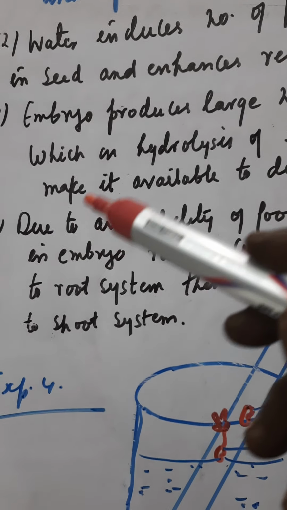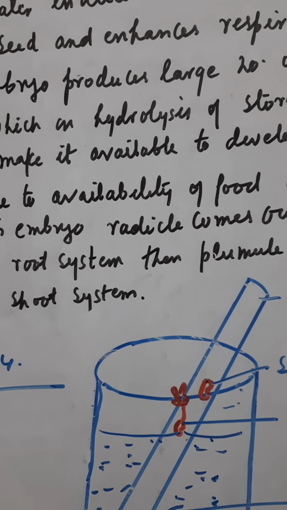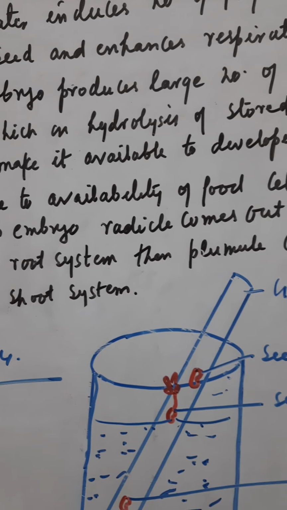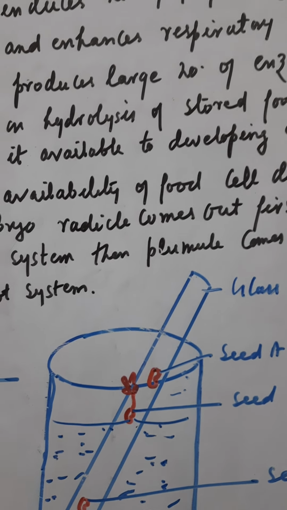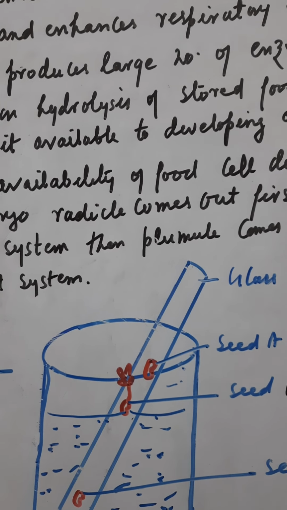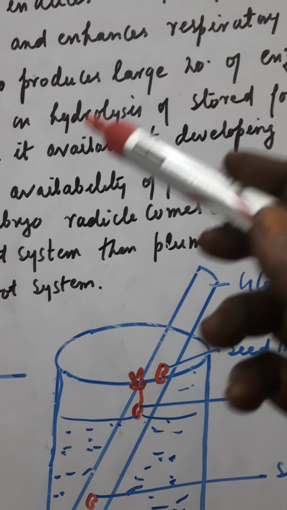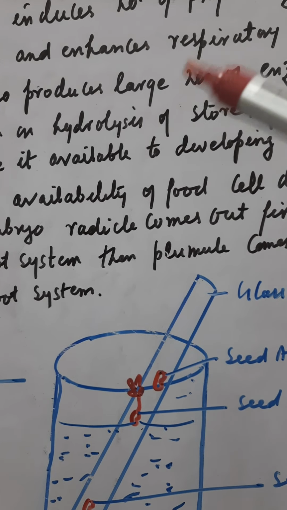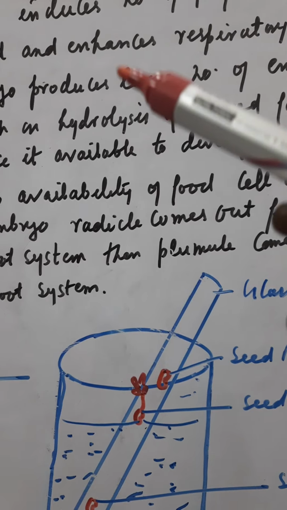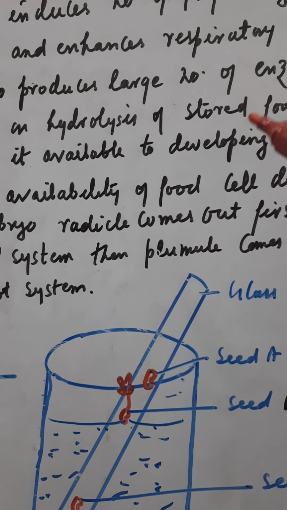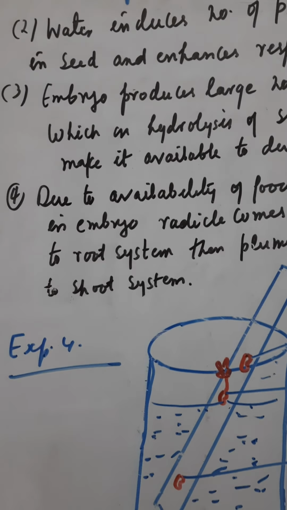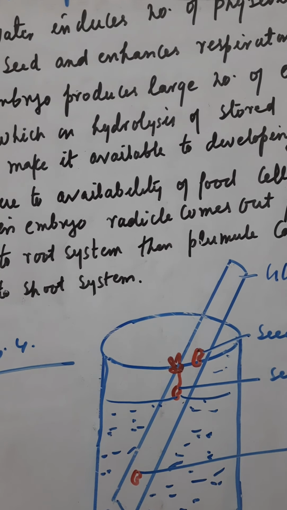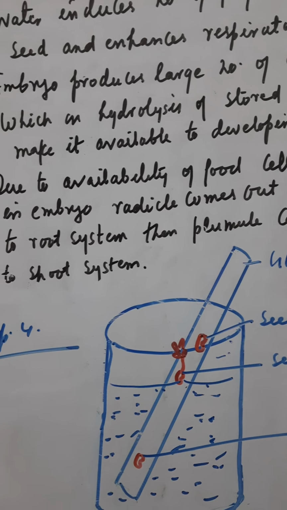In the third step, the embryo produces a large number of enzymes which, on hydrolysis of stored food material, make it available to the developing embryo. Hydrolysis means breakdown in the presence of water. This is the hydrolysis by enzymes. And ultimately, what will happen? They will make the stored food available to the developing embryo.